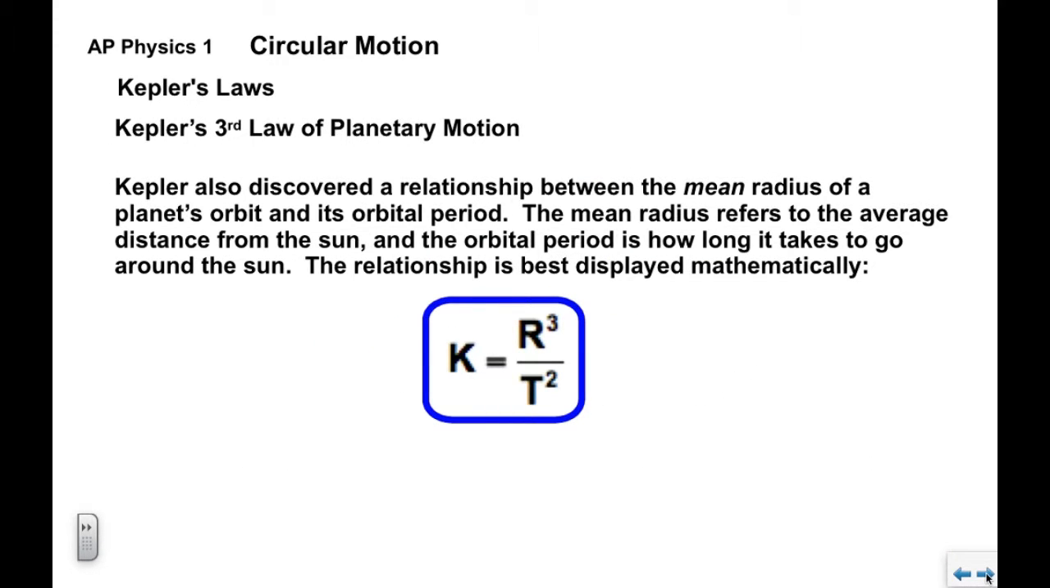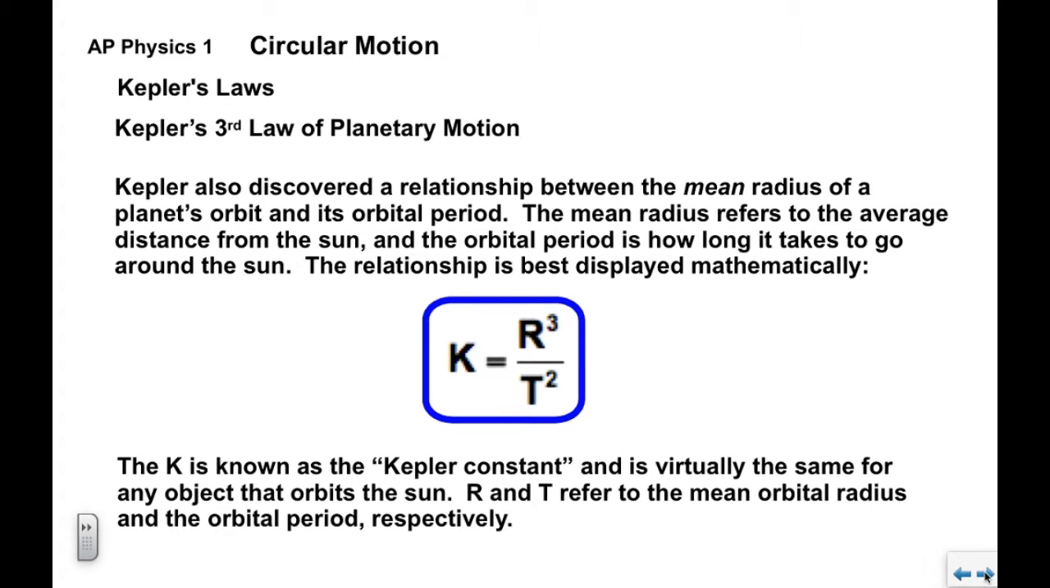Now, Kepler's third law, more of a strictly mathematical statement. There's a relationship between the mean radius or the average radius of a planet's orbit and its orbital period. This mean radius refers to the average distance from the sun, and of course we know the orbital period is how long it takes to go around the sun. Mathematically, we would say that k, the Kepler constant, equals r cubed over t squared.